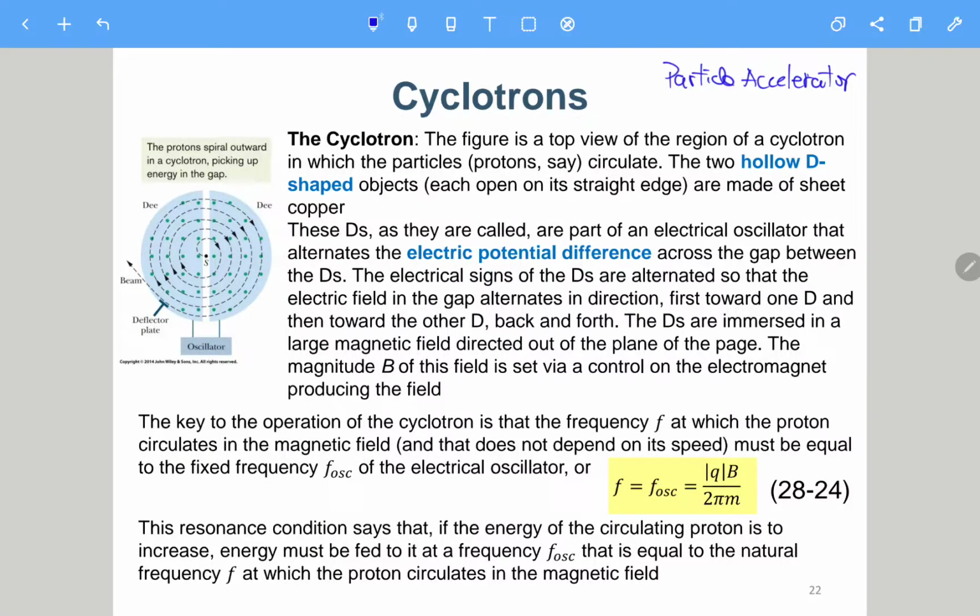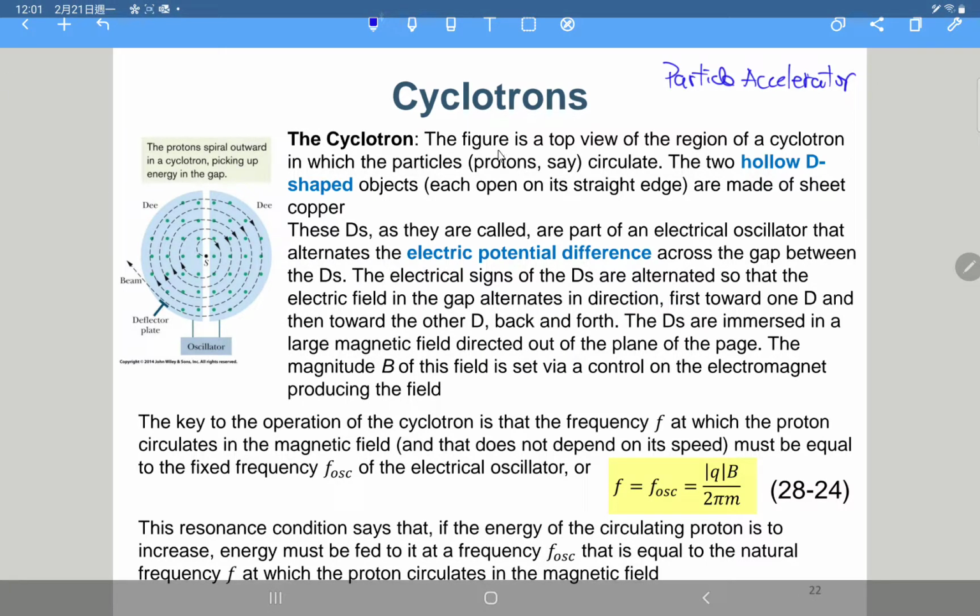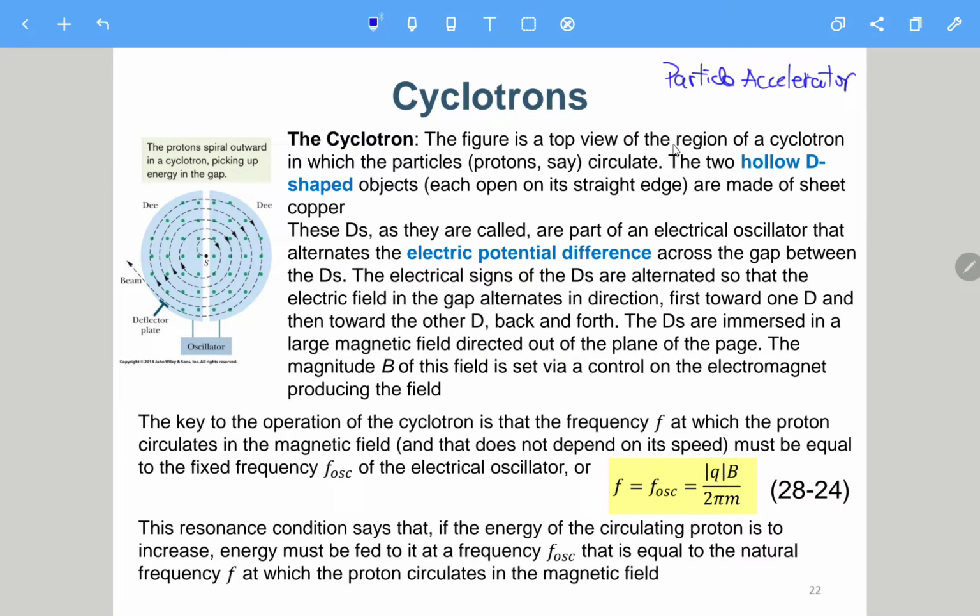So here we talk about the cyclotrons. The figure is a top view of the region of the cyclotron. So this is a cyclotron, this is an oscillator, in which the particle, say a proton, circulates.